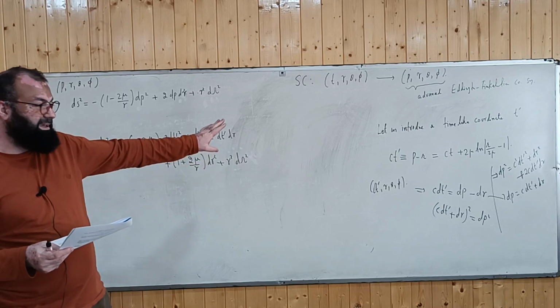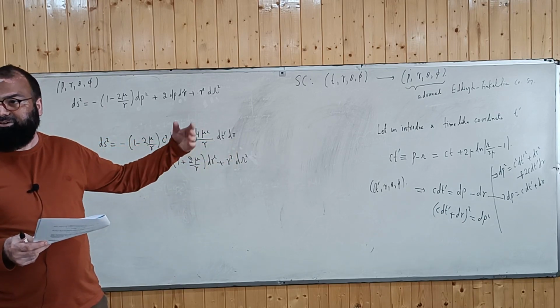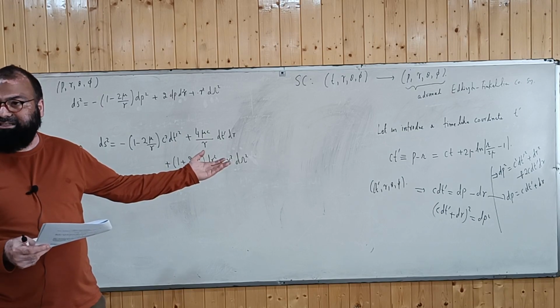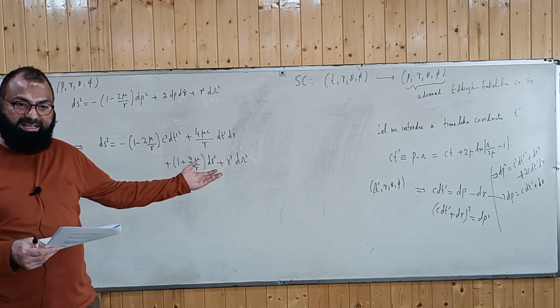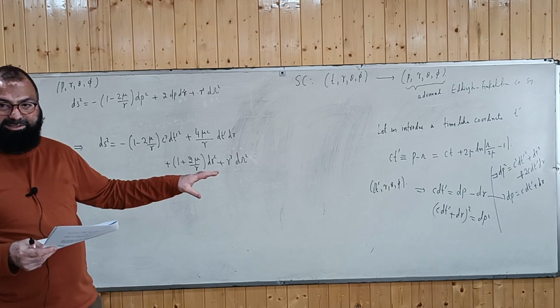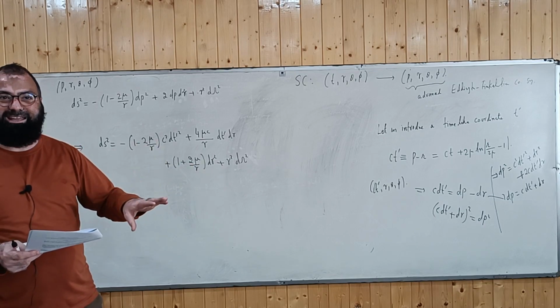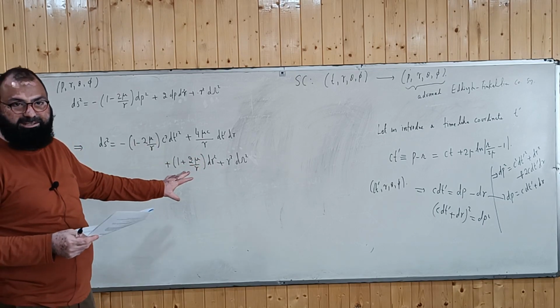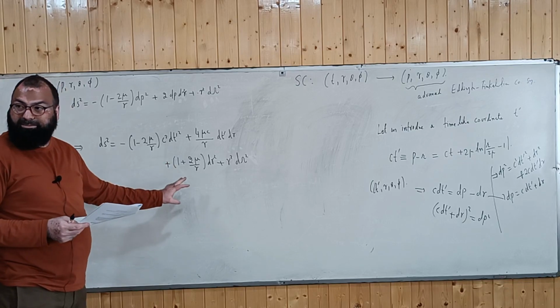That's why we call them the advanced kind of coordinates. In a moment, we will introduce another coordinate system which we call the retarded kind, and you will see something different is happening. That's simply a mathematical curiosity. Okay, everybody is following it.